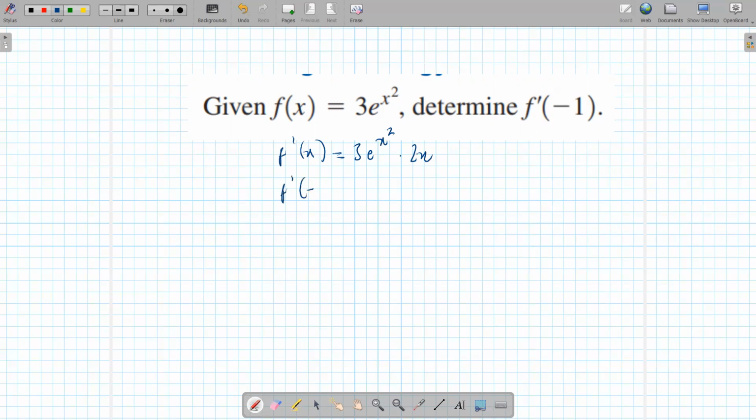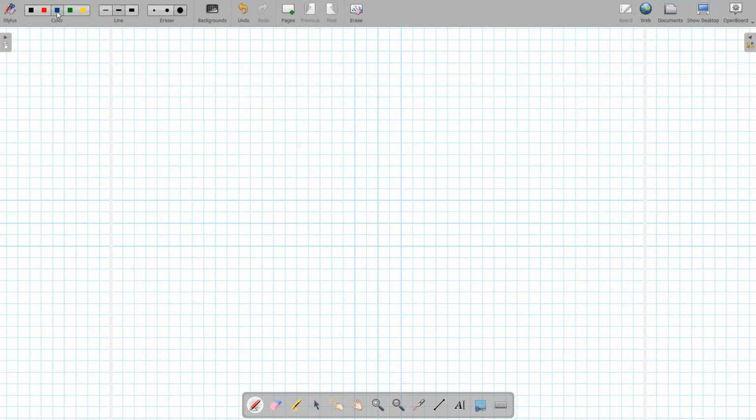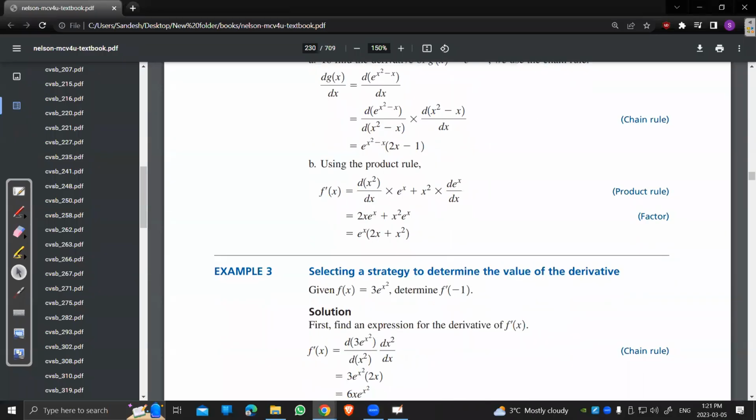So f prime of -1, just plug x as -1. E to the -1 squared, that's just a 1. And 2 times -1. So you have -6e. And that's it. Okay? Is this difficult? No. Is this easy for you?